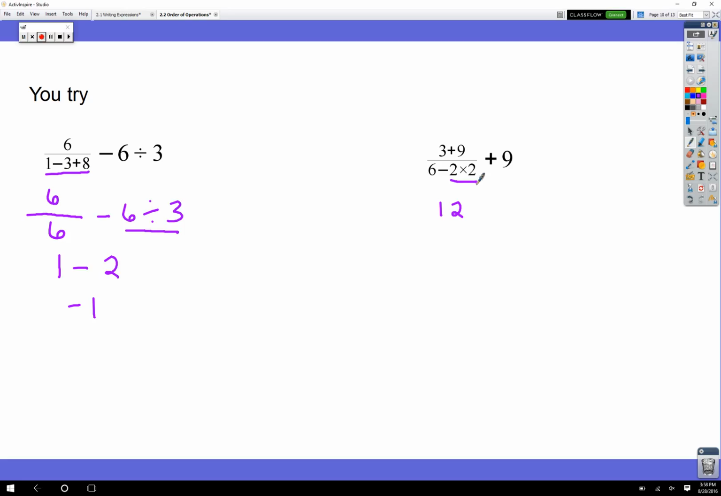Second example, on the top I just have 3 plus 9 is 12, but on the bottom I have to do the multiplication before I can do the subtraction, so I'm going to write this down as 6 minus 4, and then I have my plus 9. So I still have to do a little bit to the fraction bar. So my next step will be 12 over 6 minus 4 is 2, and then I have plus 9. 12 divided by 2 is 6, plus 9 is 15.